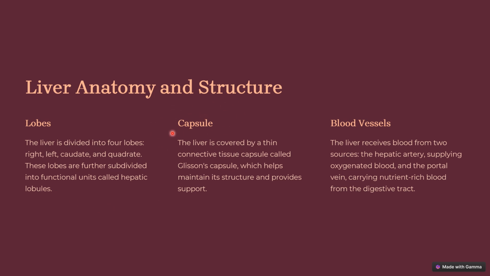Then we'll see the capsule. It is covered by a thin connective tissue capsule, which is called Glisson's capsule, which helps maintain its structure and provides support. Blood supply, we have two sources: the hepatic artery, which supplies the oxygenated blood, and the portal vein, which carries nutrient rich blood from the digestive tract.